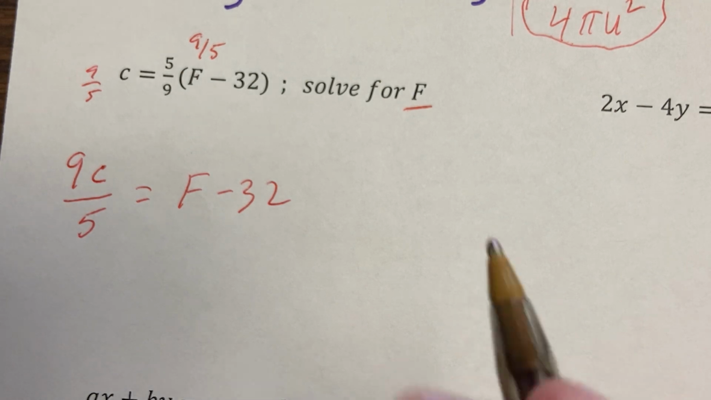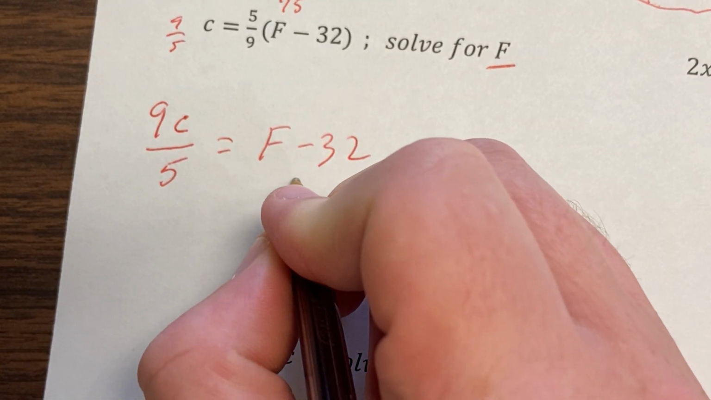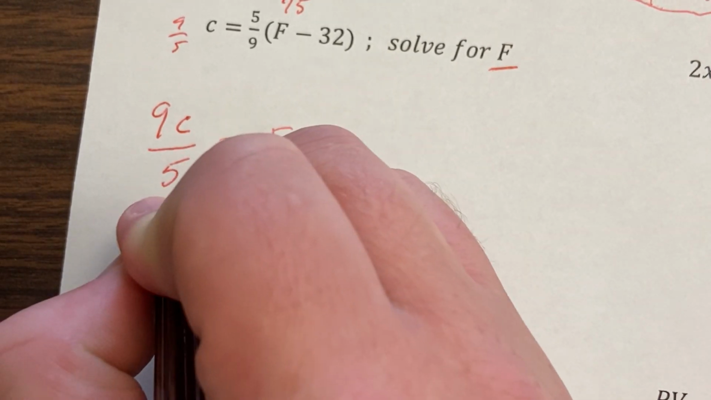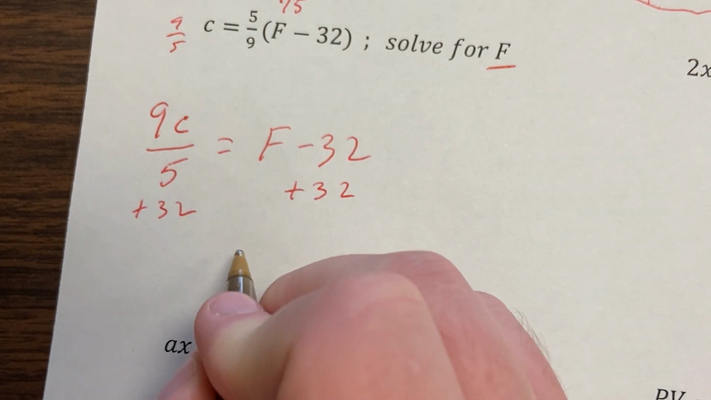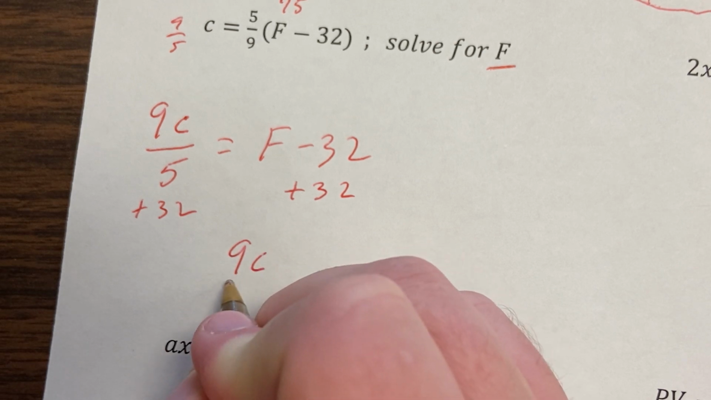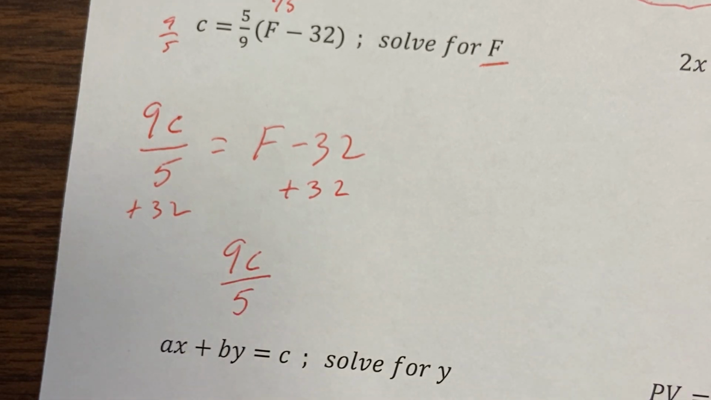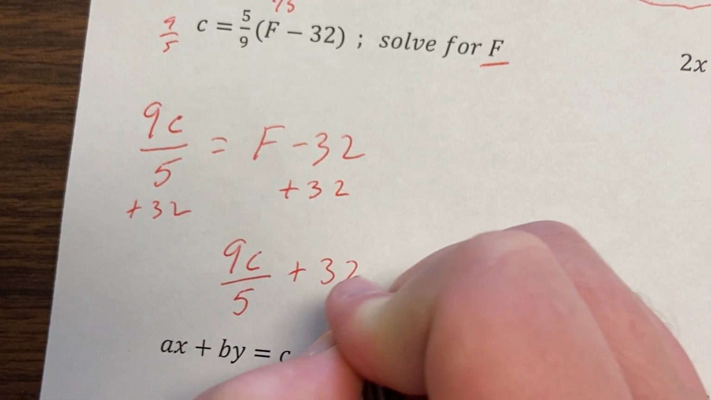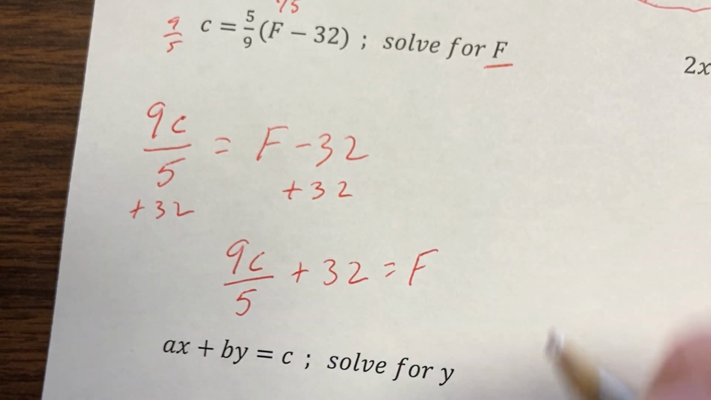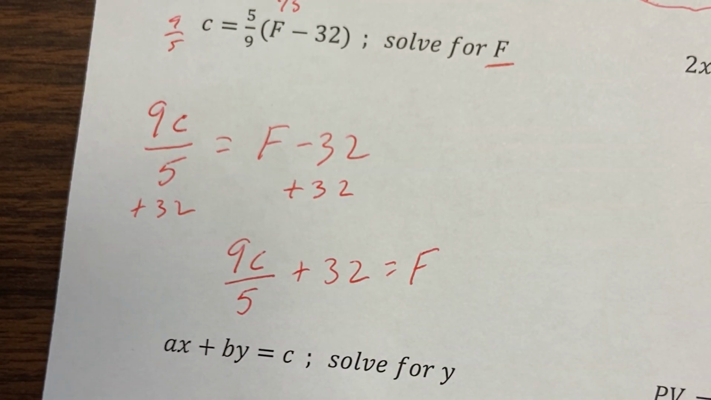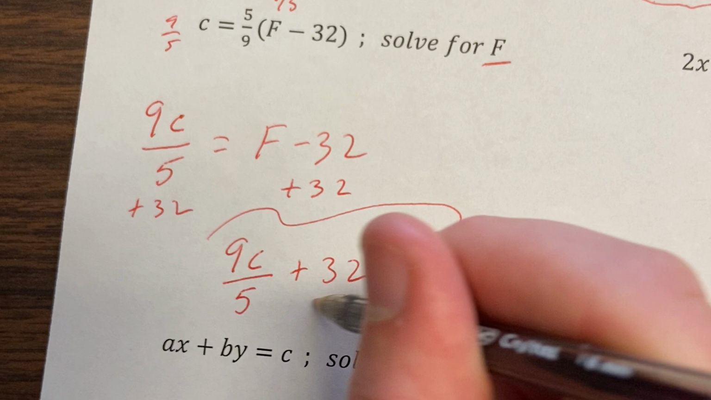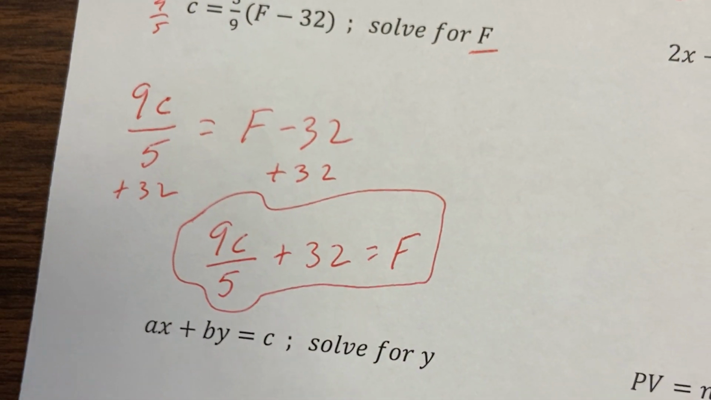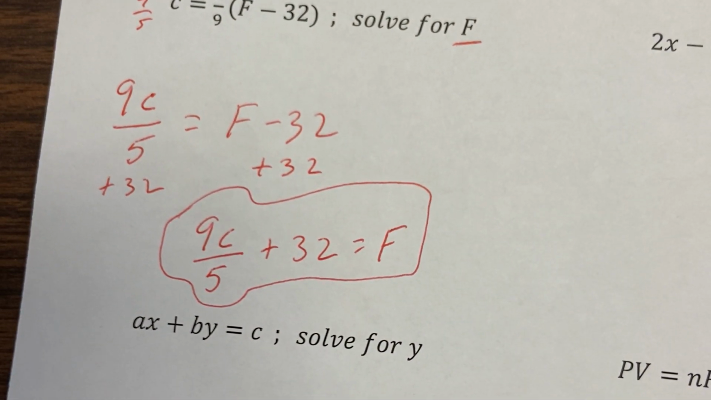And then now, the last step is, this is being subtracted by 32, so I'm going to add 32 to both sides. All right, and the first part that we found, we had 9c over 5, and now we're adding 32 to it. All right, and again, nothing here can be simplified. This is as far as we need to go. The f is completely on a side by itself, so we're done.